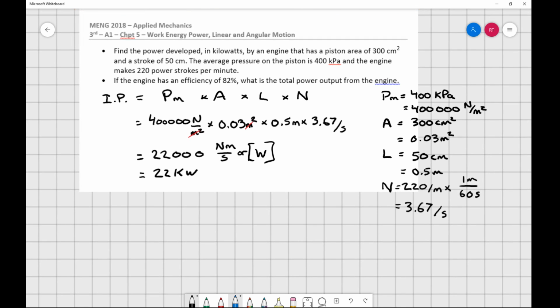If the engine has an efficiency of 82%, what is the total power output from the engine? So this would be the input from the cylinder, and I'm curious what the output would be. So my efficiency is going to be equal to my output compared to my input. So that means my output from the engine is going to be equal to 0.82 times 22 kilowatts, or just about 18 kilowatts.